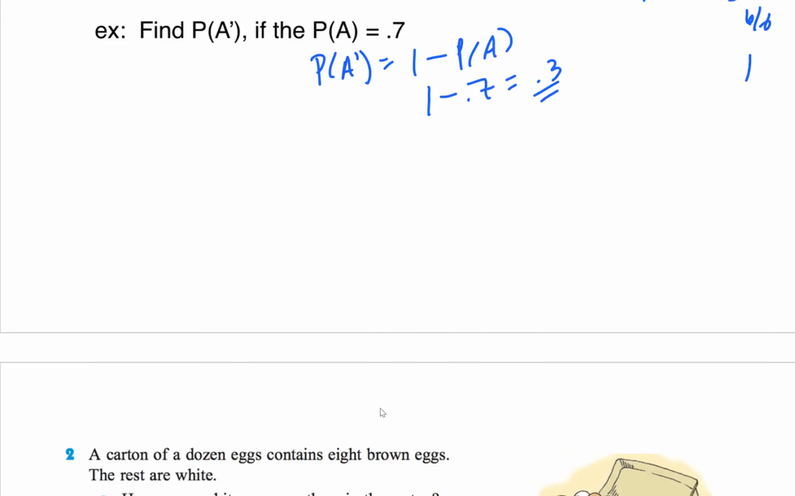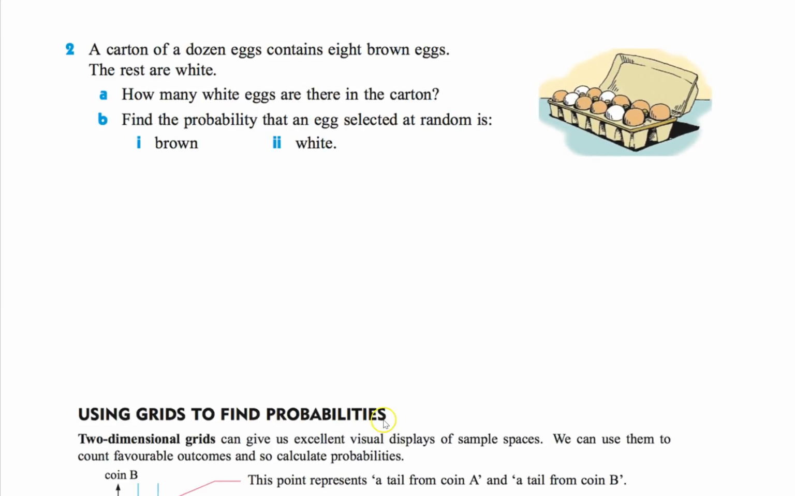Now let's look at an example that kind of illustrates this point a little bit. A carton of a dozen eggs contains 8 brown eggs and the rest are white. How many white eggs are there in the carton? Well, we could just count. 1, 2, 3, 4. 4. Boom, killed that. Find the probability that an egg selected at random is brown.